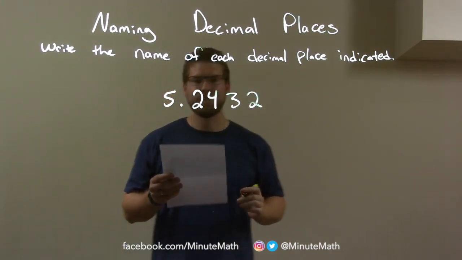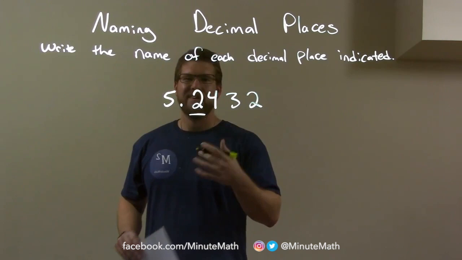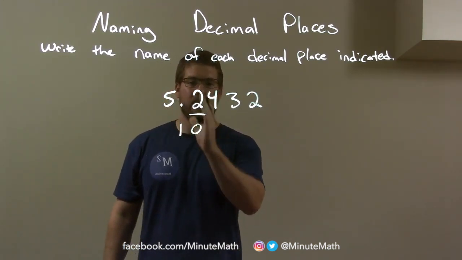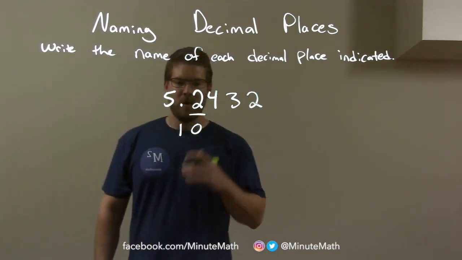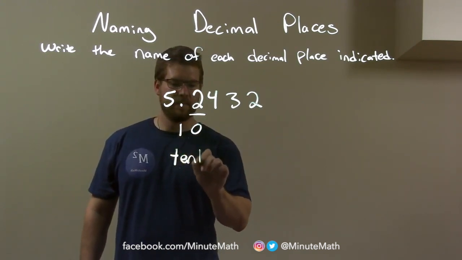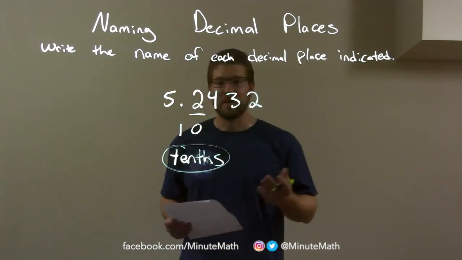5.2432, and the bar right here is on that 2. First things first, I put a 1 where the decimal is and put a 0 underneath the 2, and then I'm done. I stop there at that bar. This number is 10. So from the decimal side, it's the tenths place. And then we're done. Pretty easy, right?